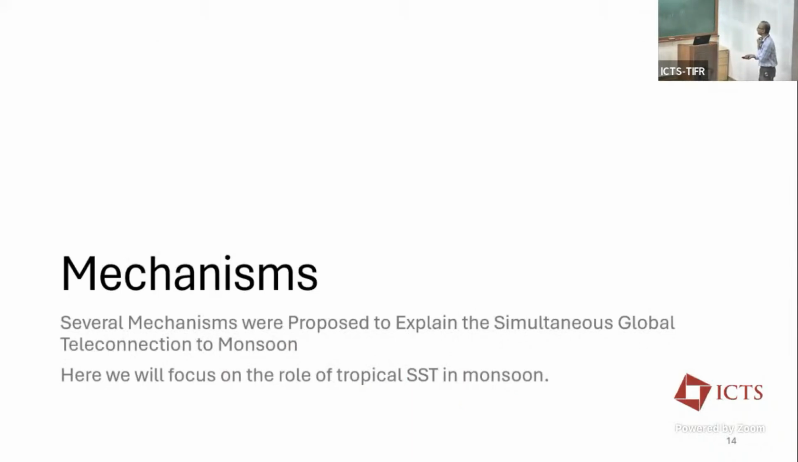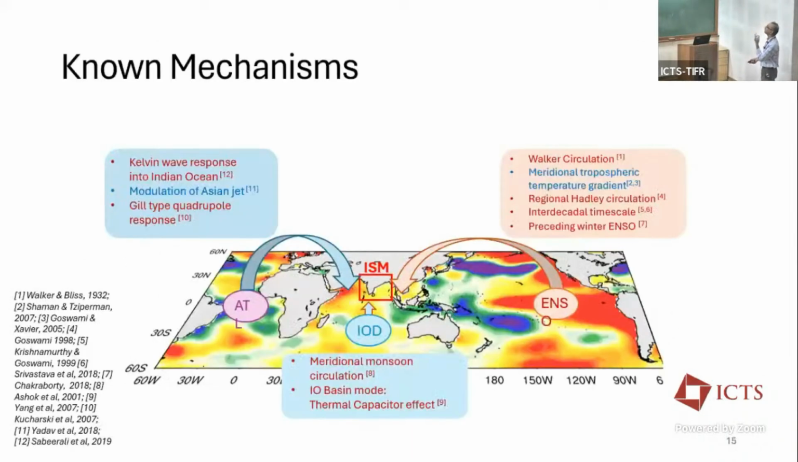So what could be the mechanisms? There are several mechanisms that were proposed earlier for the impact of ENSO on monsoon. For example, ENSO can impact by changing the Hadley cell. Then the IOD, the Indian Ocean Dipole, can have an impact on ISMR.